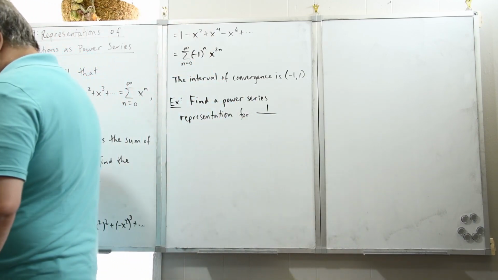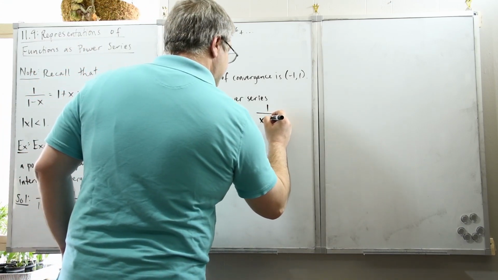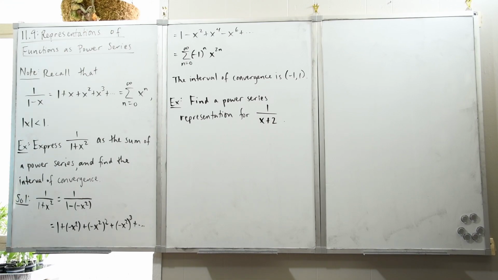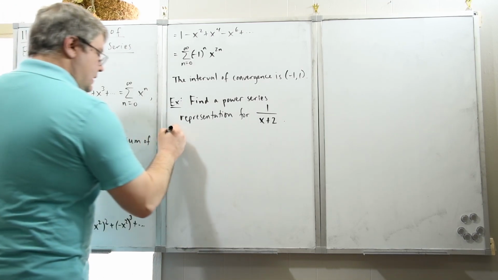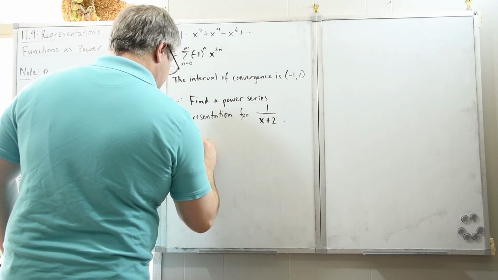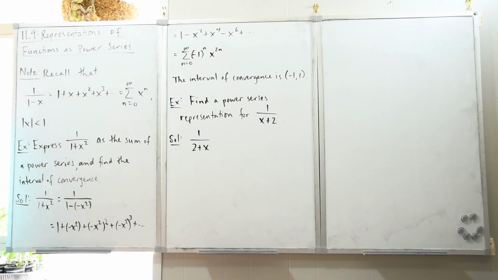For 1 over x plus 2. Now again, what I'm going to want to do is try to make this 1 over x plus 2 match up as closely to the 1 over 1 minus x as I can. And so I can write the 1 over x plus 2 as 1 over 2 plus x. And that's a good start, but it's definitely not going to be everything we want to do.